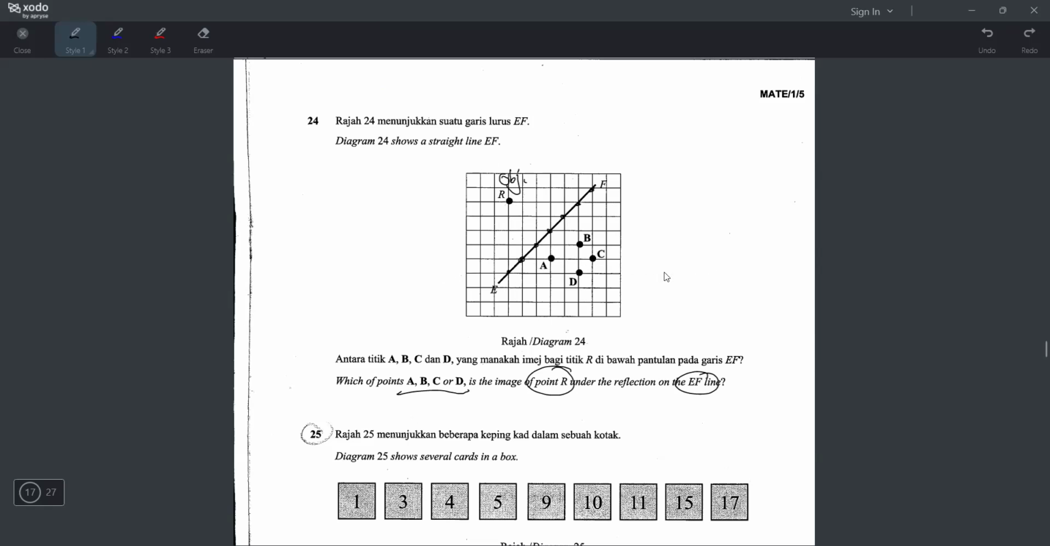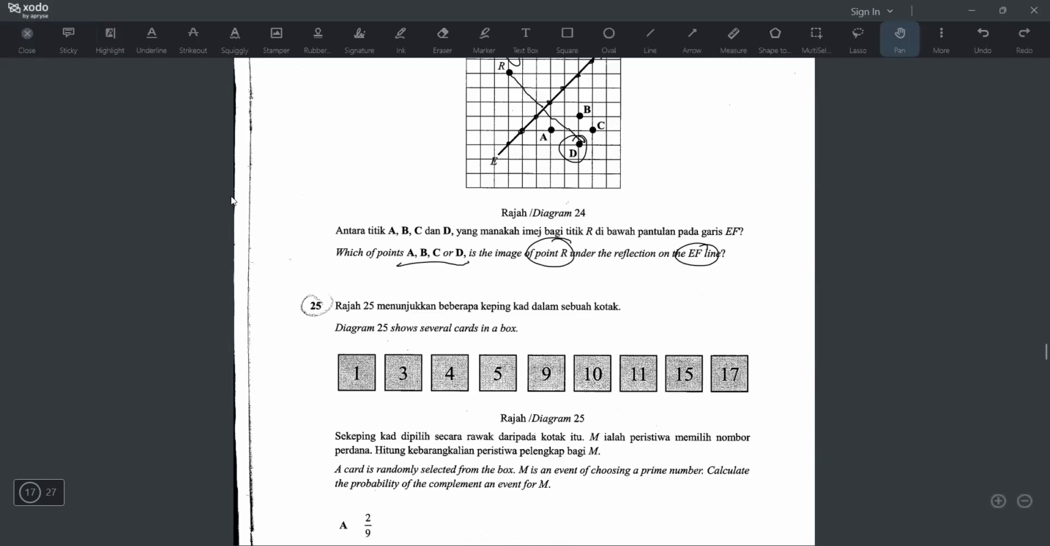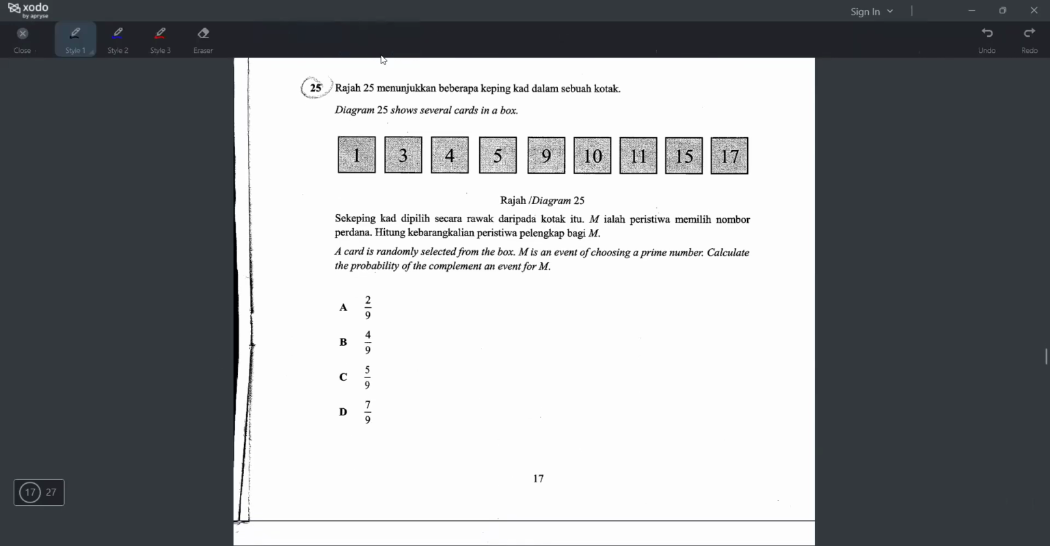If your line is slanted, you must count slanted too. If your line is slanted like this, you must count slanted. If your line is straight, then you count straight. So now your line is slanted, so you must count slanted. How do you count slanted? 1, 2, half. So 2.5. After you do the reflection, it will be half, 1, 2. So D is the answer. Okay, that's all.